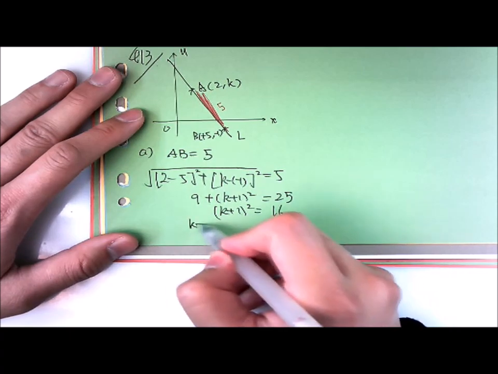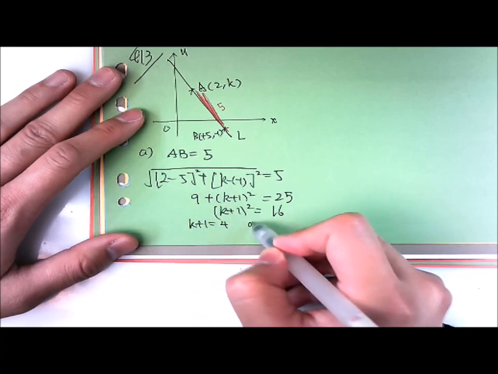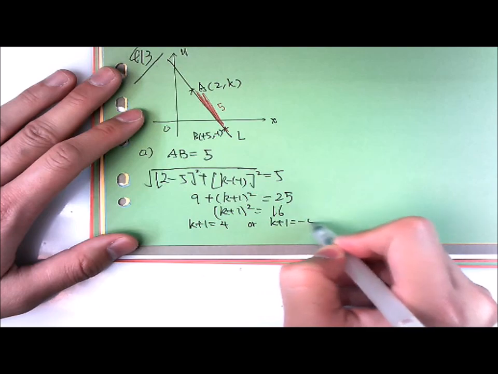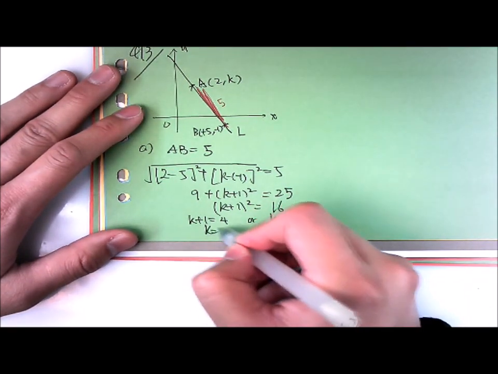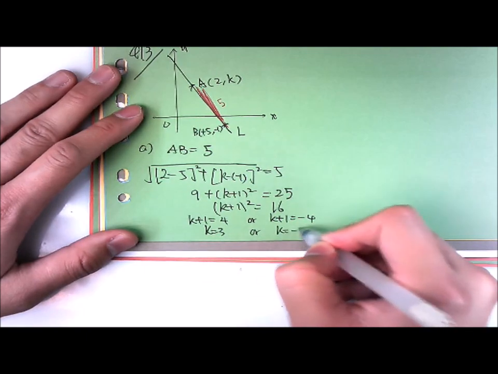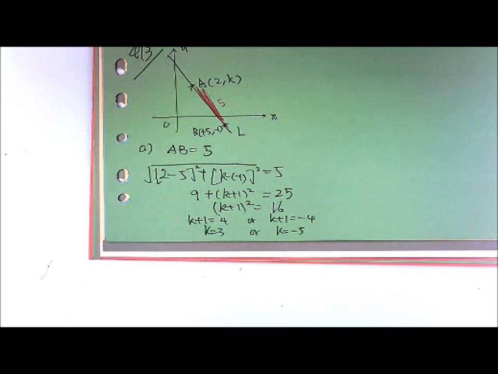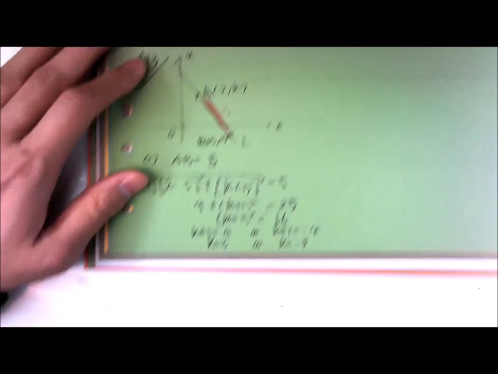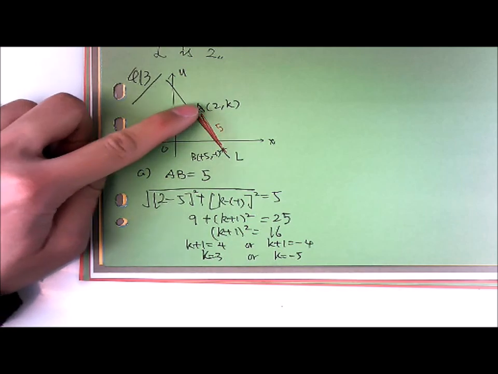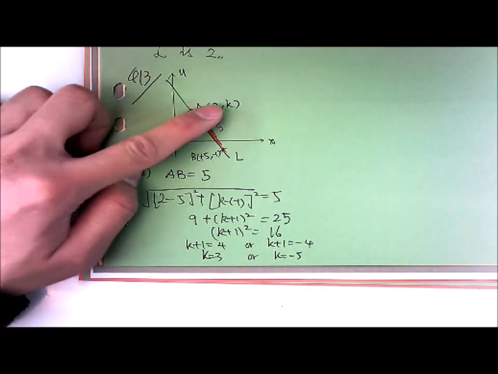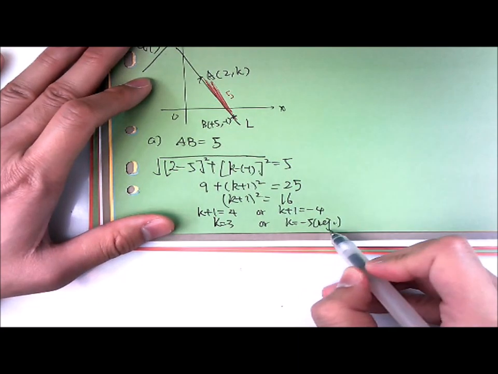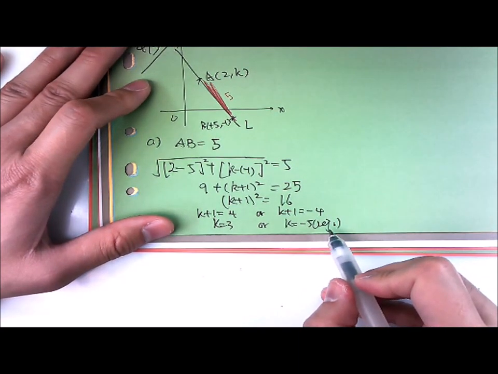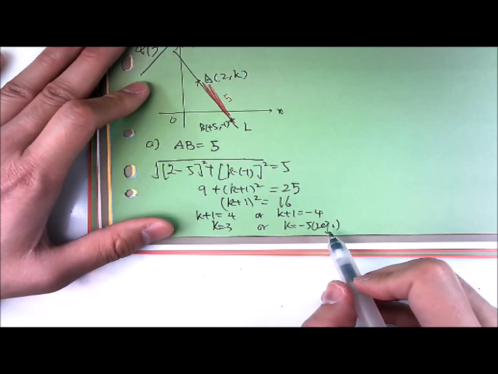You have k plus 1 equal to 4, or k plus 1 equal to negative 4. Don't miss this. So k equals 3 or k equals minus 5. So one should be rejected. Look at the figure here. The k here should be a positive one. It should not be negative. Understand? So we reject this. This is not valid.